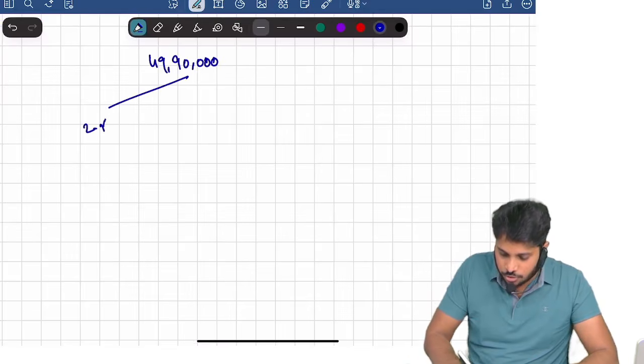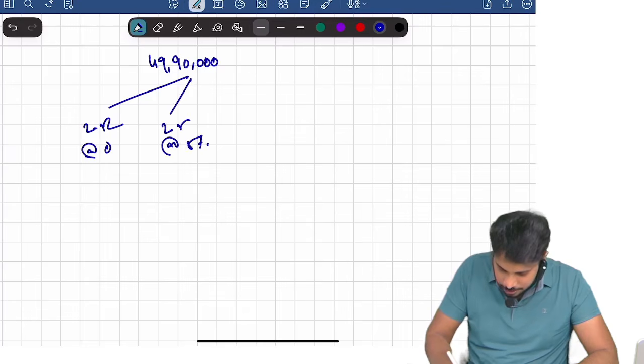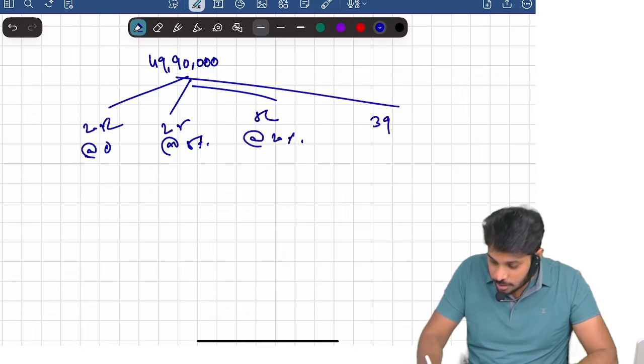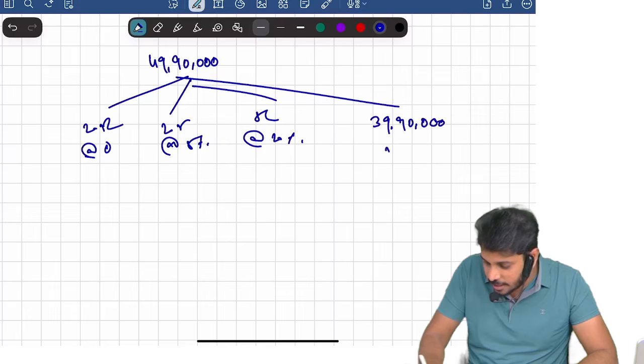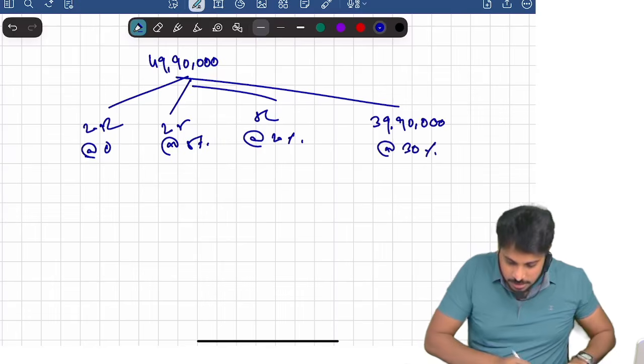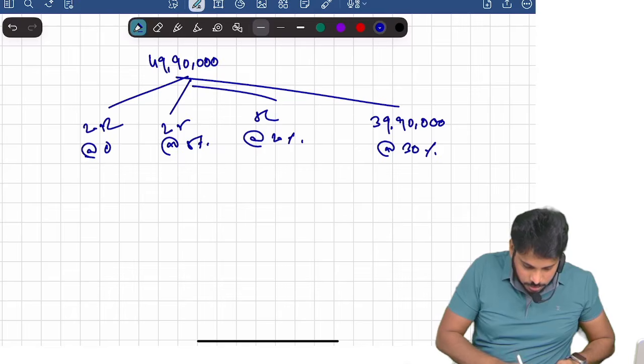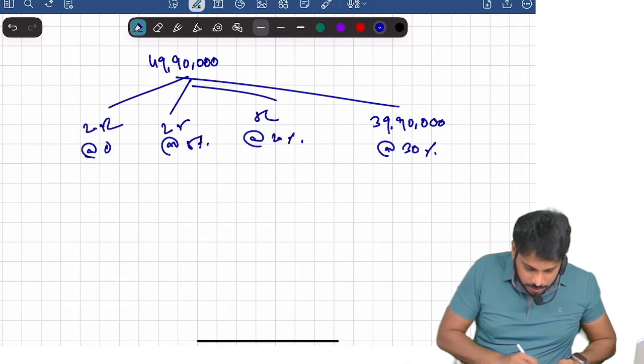Now, first 2.5 lakh, 0. Next 2.5 lakh, 5%. Next 5 lakh, 20%. Above that, 39,90,000 is there, correct? This is taxable at 30%. So how much is the tax? 2,50,000, 1,12,500 plus 39,90,000 into 30%.